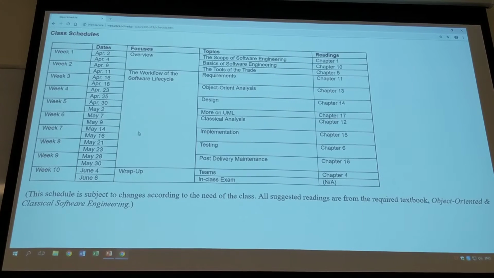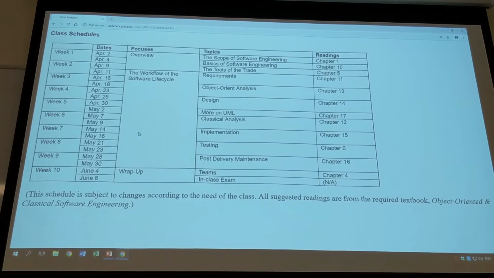I don't need your feedback on the project. I know the project sucks for you guys, right? But you have to do it. So I don't want to hear your feedback on the project because that's something I expect you to do. You need to be able to do all these steps.